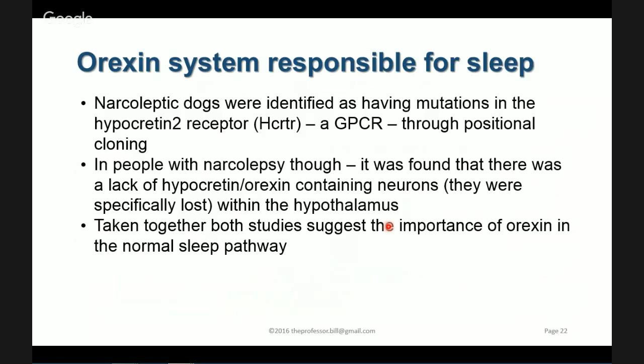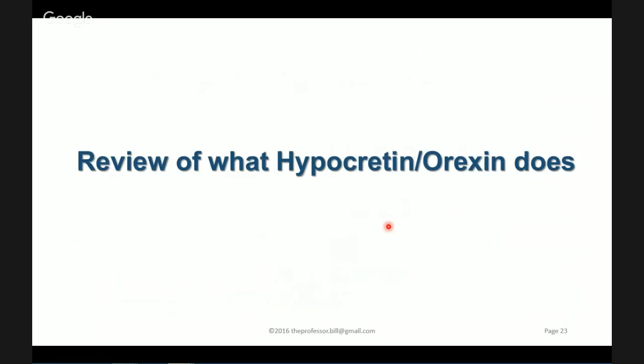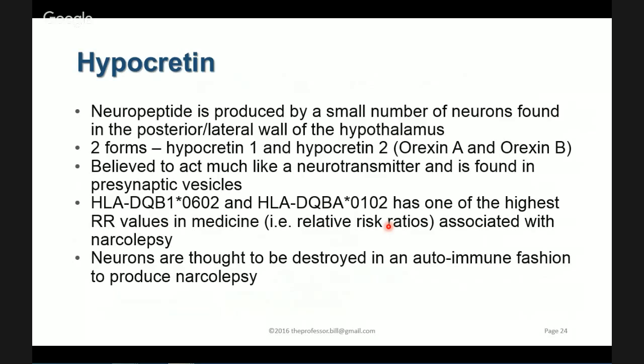So it suggested, and it was sort of a done deal, this is how we fall asleep and this is why it's important, that hypocretin and orexin were involved. Again, it's a very small number of neurons that actually produce orexin. Not many of them actually do.